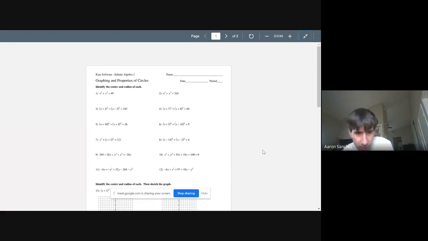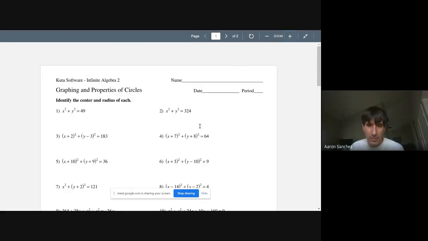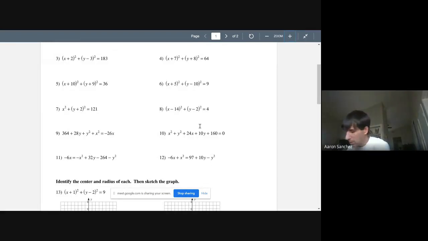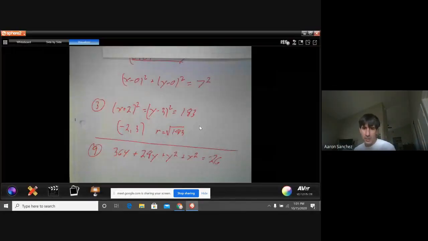Now, here's where the craziness comes in, is number 9. Look at number 9. It's not in that nice, neat form. Number 9 equals 364 plus 28y plus y squared plus x squared equals negative 26. Let's zoom it in so you guys can see. Probably better for you like that. Is that better? 364 plus 28y. Better for me anyway. Okay, I'm going to click it over to my sloppy handwriting here. Okay, there's number 9.